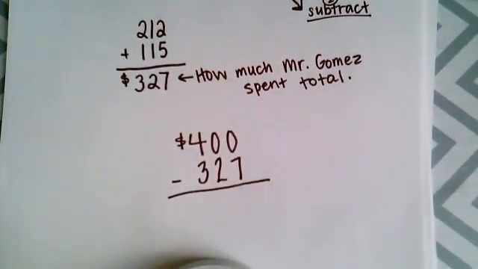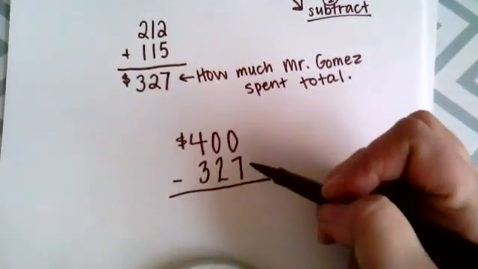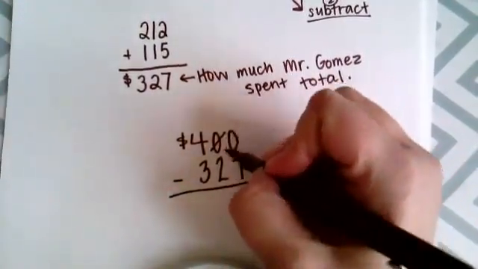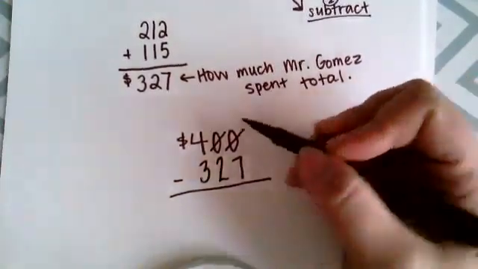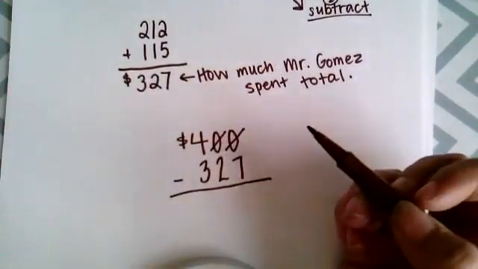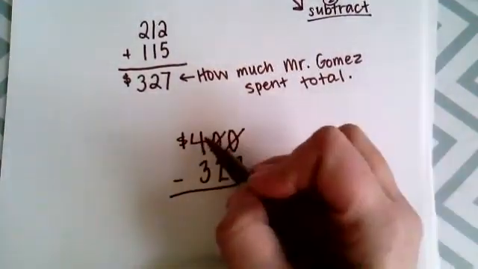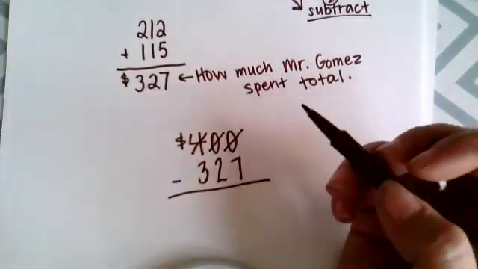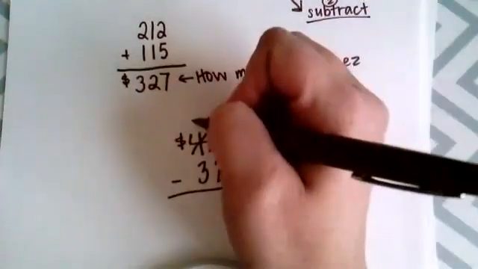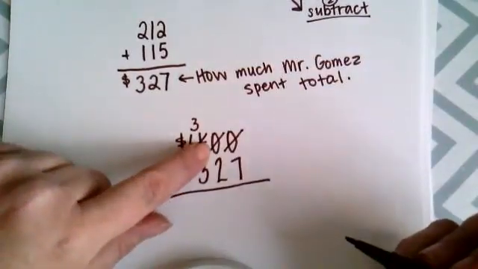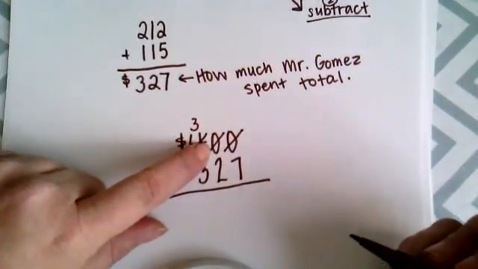All right, so now we start in the ones. 0 take away 7. Can I do that? No. Is there more on the floor? Yes. So when there's more on the floor, we gotta go next door and get 10 more. But wait a minute. Can I take 10 from this 0? No. I have 0 tens here. I can't take a 10. So what do I need to do? One more door. So we're gonna start taking from the 4. 4 minus 1, Carter? 3. All right, and we're gonna give 10 to this 0. 10 plus 0, Patty? 10.